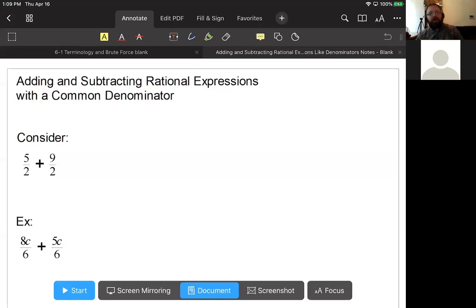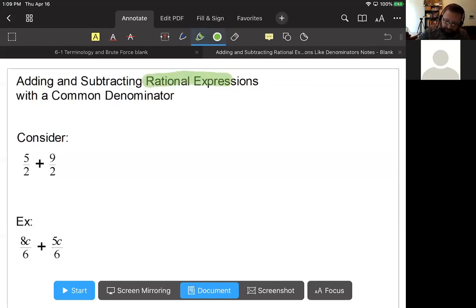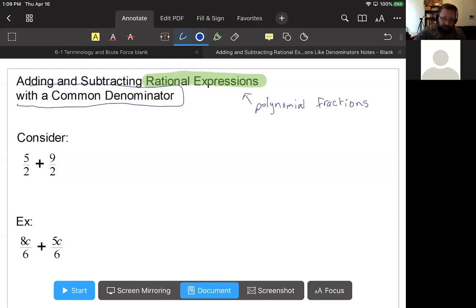Today, we are going to talk about adding and subtracting rational expressions that have a common denominator. So again, this phrase here, rational expressions, means polynomial fractions. On Tuesday, we talked about multiplying and dividing these. Today, we're talking about adding and subtracting these, except we're keeping the caveat that all of the examples in this lesson will already have a common denominator, which is good. That makes the problem significantly easier to do.